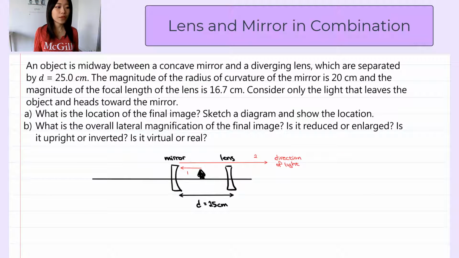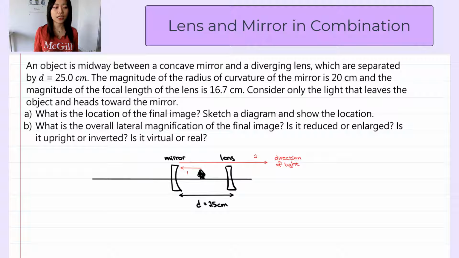An object is midway between a concave mirror and a diverging lens, which are separated by a distance of 25 centimeters. The magnitude of the radius of curvature of the mirror is 20 centimeters, and the magnitude of the focal length of the lens is 16.7 centimeters. Consider only the light that leaves the object and heads toward the mirror. A. What is the location of the final image?